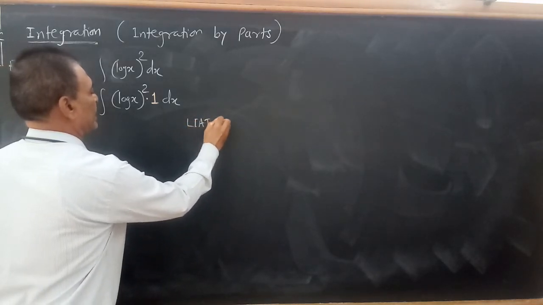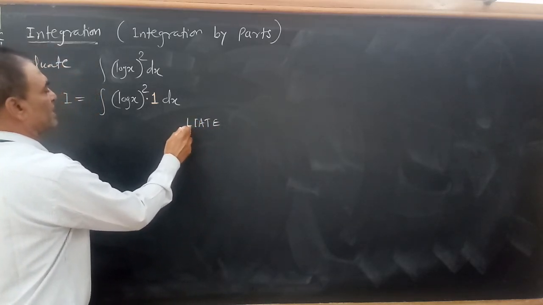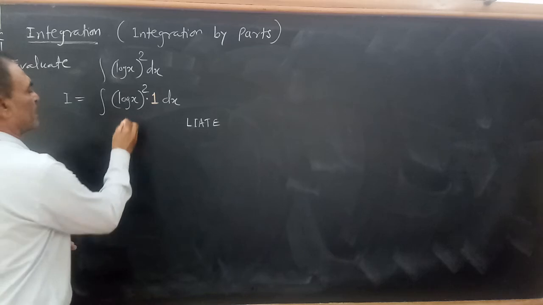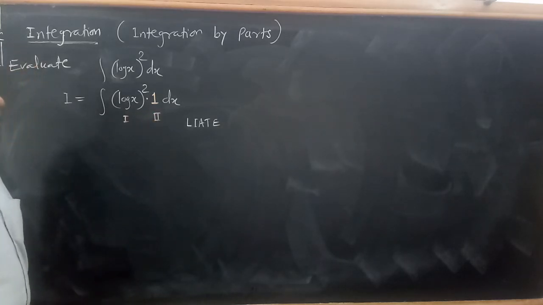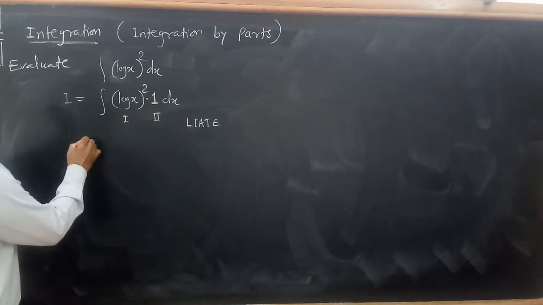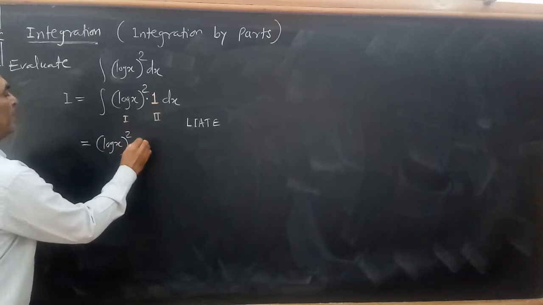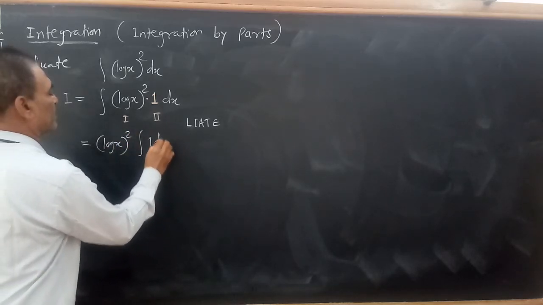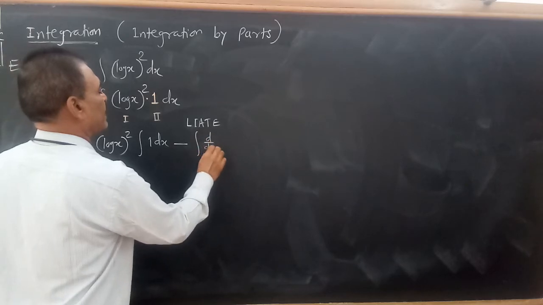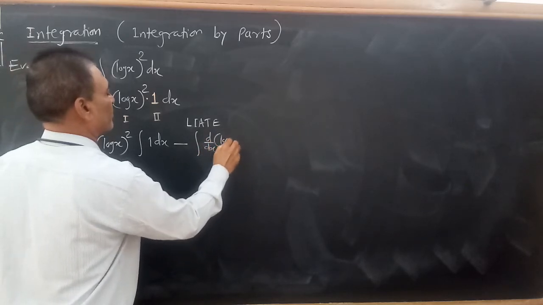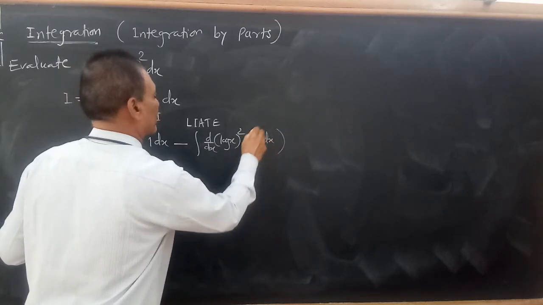And then apply LIATE, order of letters. L means logarithmic is the first function. This is the first function, and this is the second function. And then apply the integration by part rule. And the rule is like this: first function keep as it is, integration of second function, minus integration of derivative of first function into integration of second function into dx.